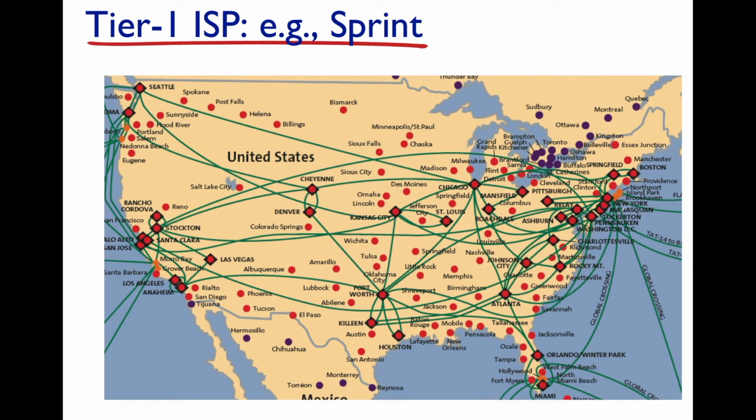And those global crossings are typically implemented as undersea cables. It's much more efficient and higher bandwidth to use fiber optic communication in undersea cables underneath the seafloor or on the seafloor than to use satellite.